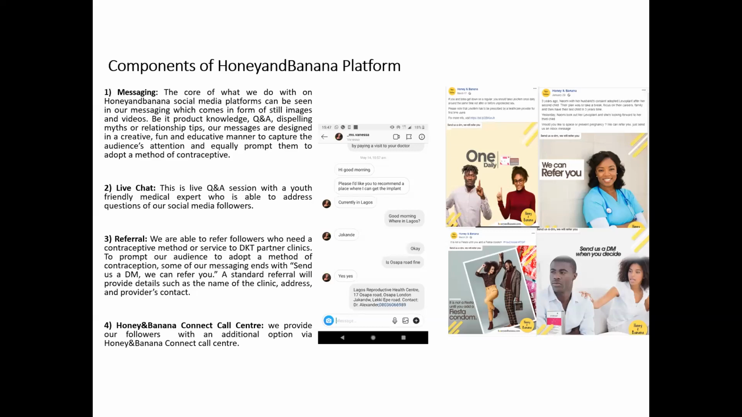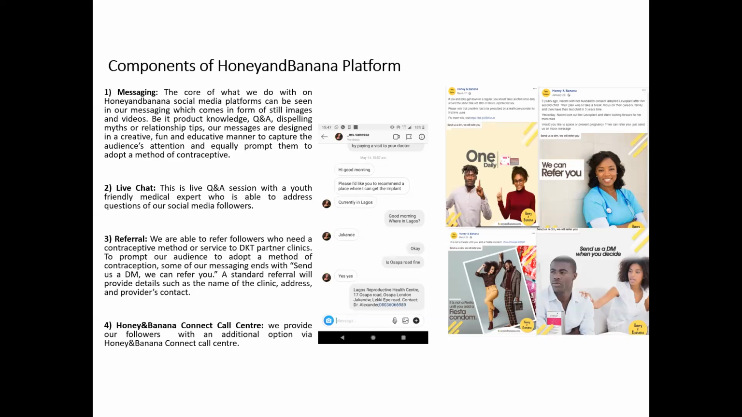Then we have those in the security group. 80% of them are married. 50% of them are single. This set of people are all about creating a better life for their family. They want to get the best for their family and also for themselves as well. Now, what is the unique thing about this set of people? They want to achieve all these goals without unplanned pregnancy coming in the way of what they want.